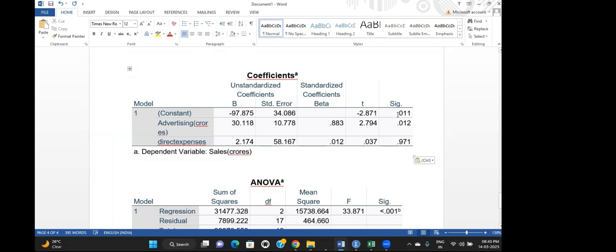Look at this. In totality, the results are significant. The individual advertisement is significant, but direct expenses is not significantly impacting the sales. Right? You can see this. It is not significantly impacting the sales. In totality, if you take the whole model, it is impacting. But what is mainly impacting? Advertisement is the one that is mainly impacting and not the direct expenses, right?